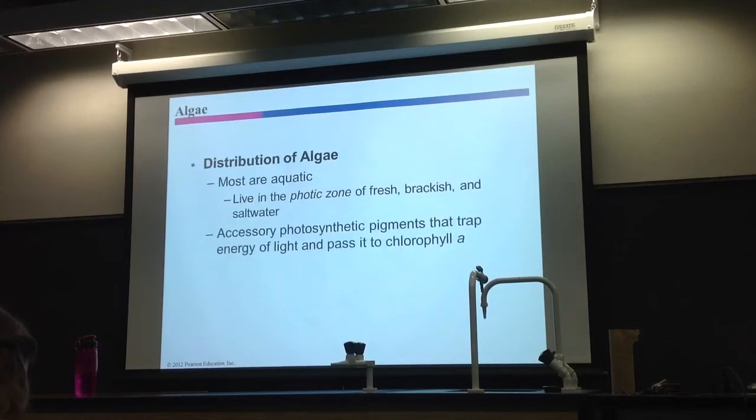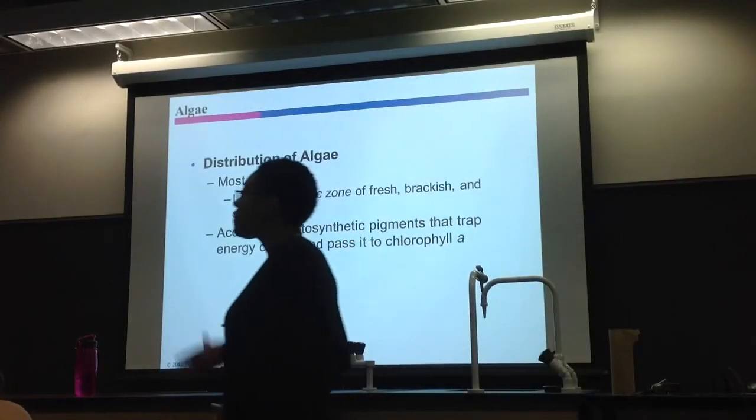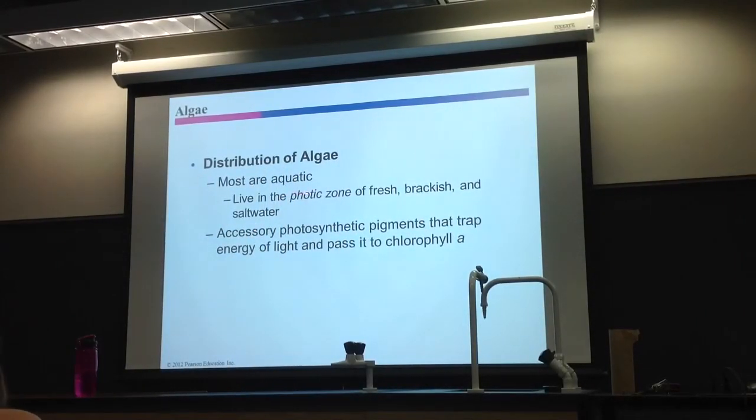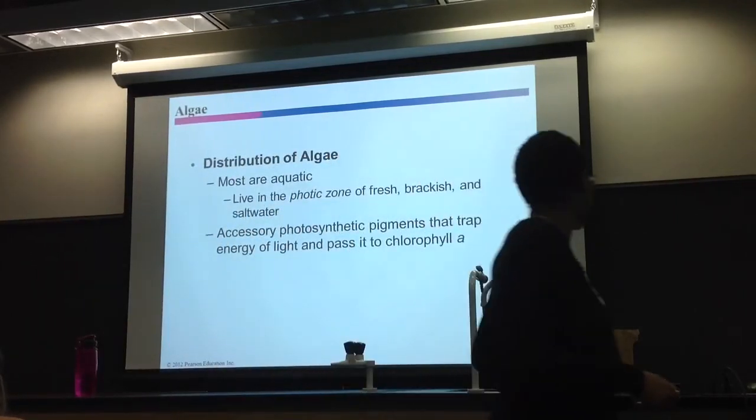In terms of where you find them, most are aquatic. Notice how it says most, which means not all, makes sense? So not all algae are found in the water. Now, if they're in the water, they've got to be in the photic zone, meaning the top part of the water, so that the sunlight can penetrate. You don't find algae too far down in the ocean, because if you go too far down, light doesn't get down there. So algae can grow in the water as long as they're in the photic zone where the light can penetrate. They can be found in fresh water, brackish water, and even in the ocean.